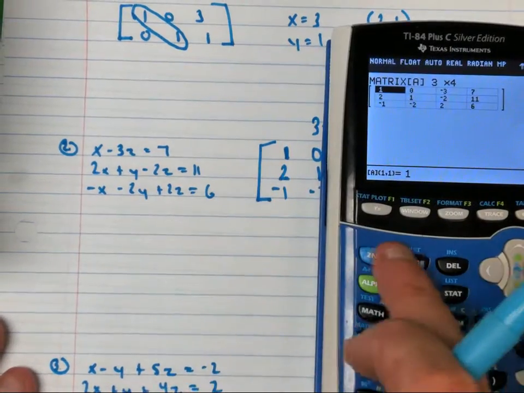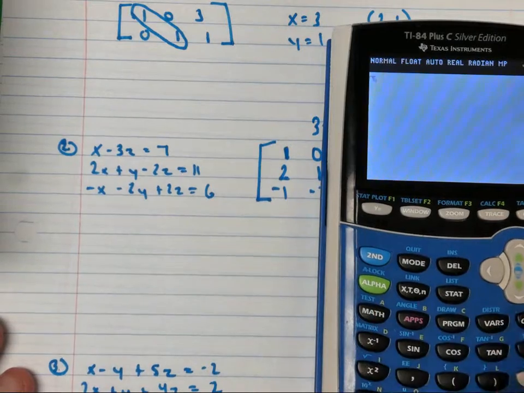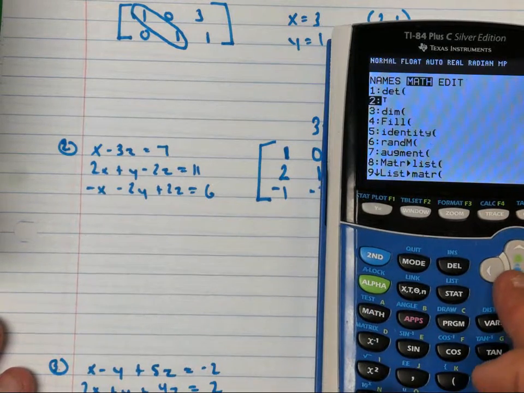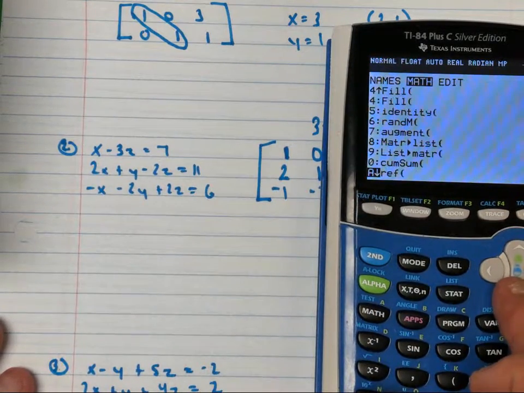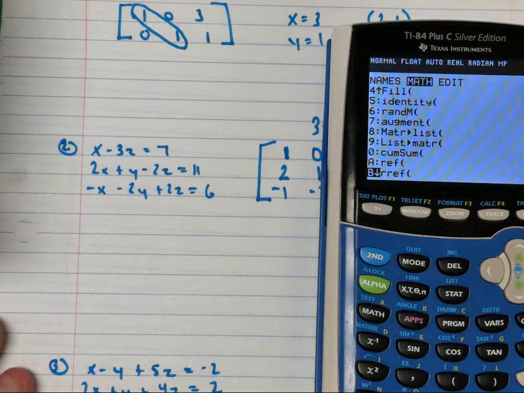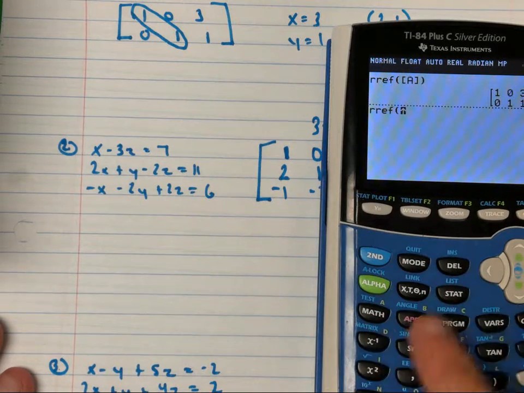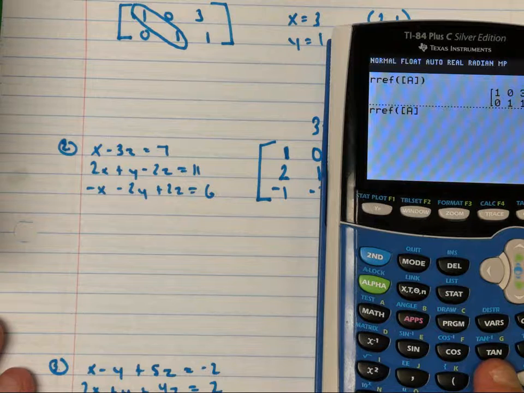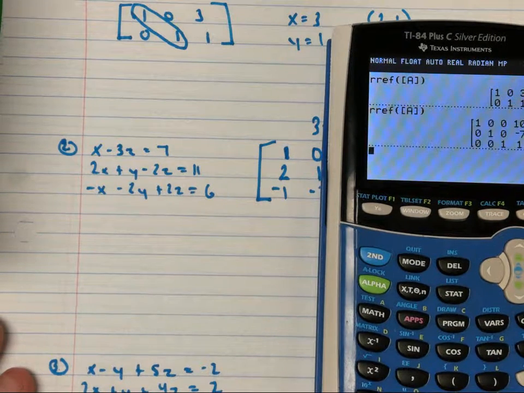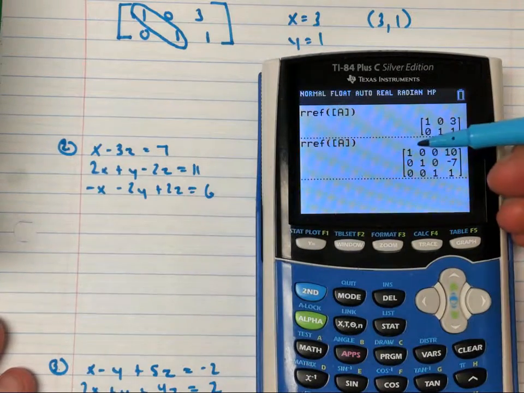Alright, now I'm going to hit second quit, go to matrix, and scroll over to math, and then scroll down to RREF. Go back to second matrix, pick my matrix. And look at that. Do you get that perfect diagonal of ones?